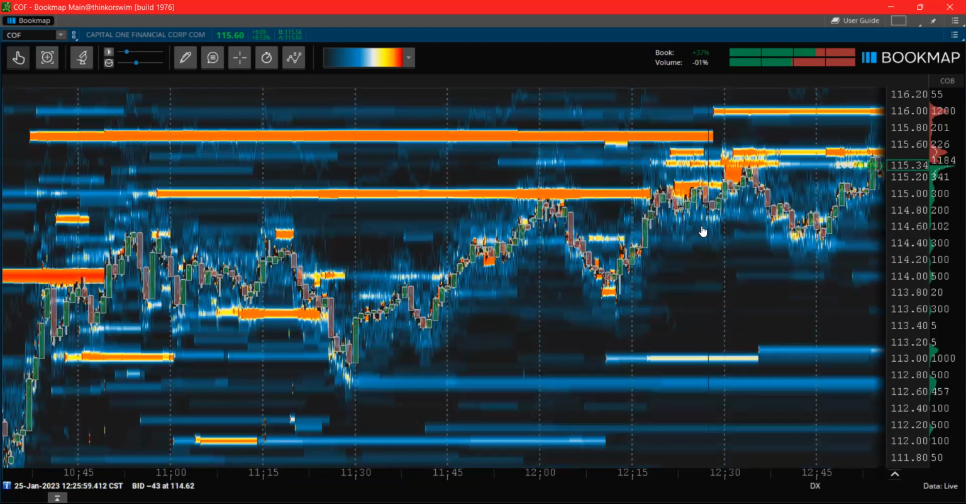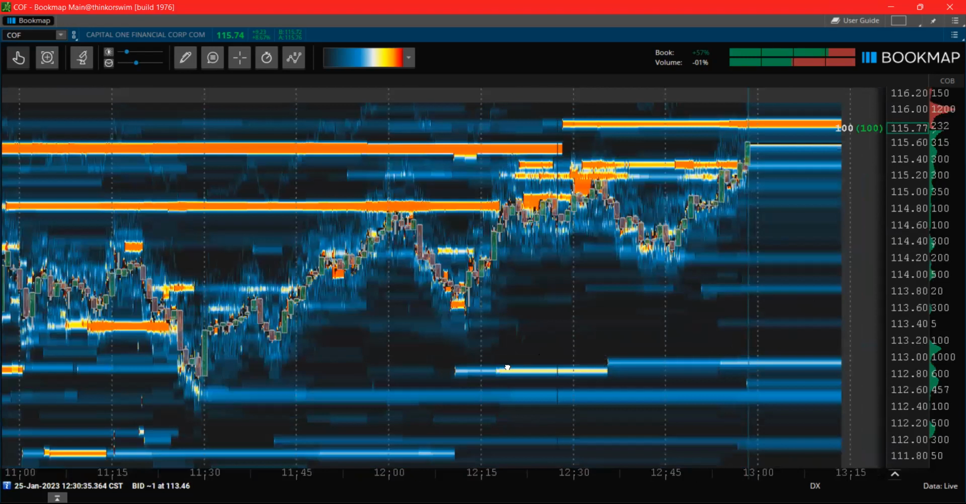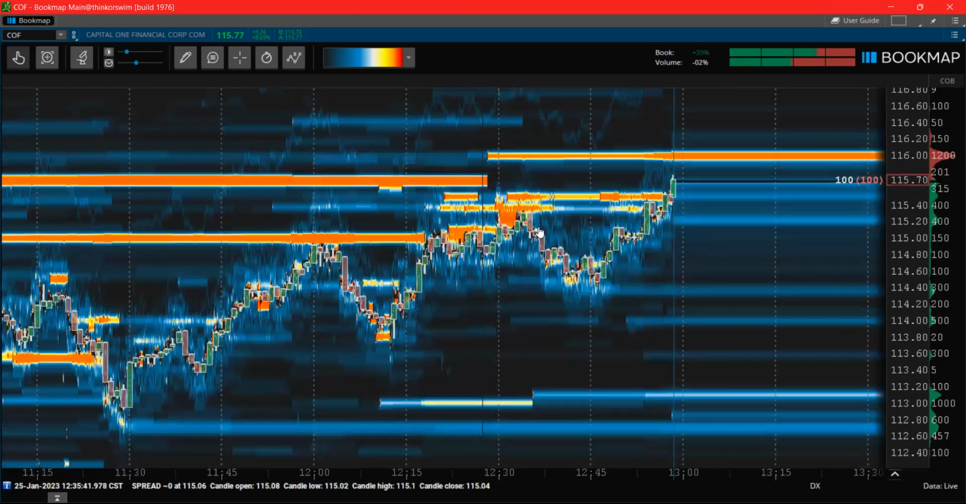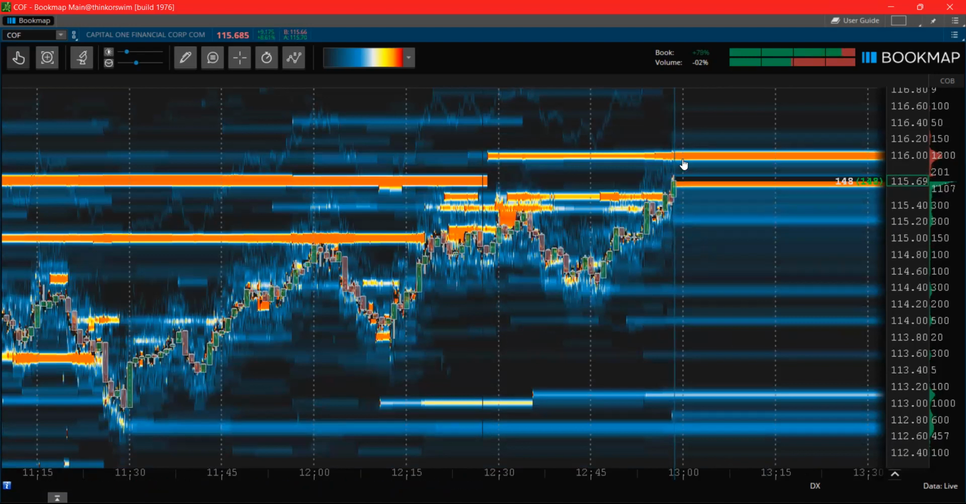And then they punch it right back up into 115. Buyers come in right there in the 113.60 area. And now they finally absorbed the majority of them. And now they're still continuing. They're trying to get to this 116 level. So it's past our no more trading time of the day, so not really looking to play it.